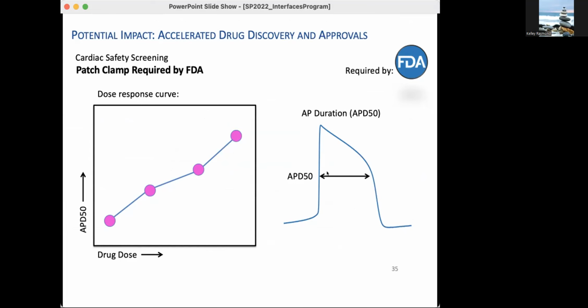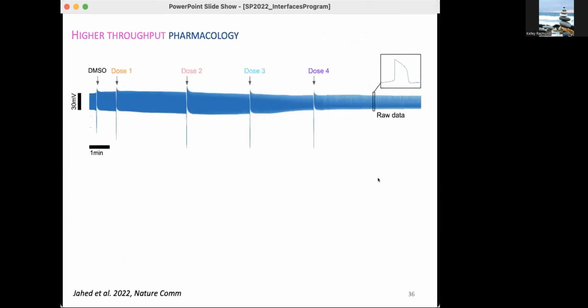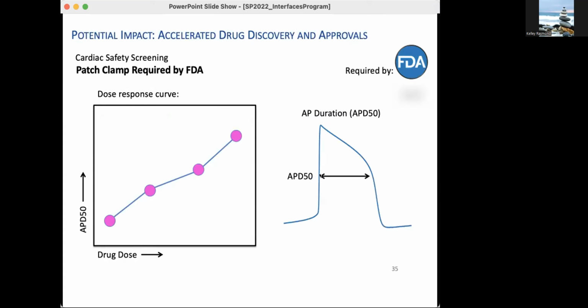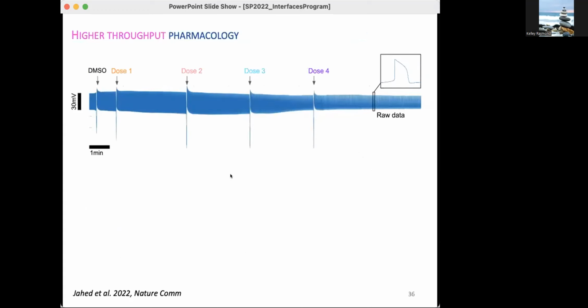For example, APD50 is this width that I'm showing here. I won't go into detail about it too much, but really it's just this width to quantify the shape of the action potential. It's very common to have a plot that shows the drug dose on one axis and the action potential duration on the other axis. With patch clamp, you would be able to measure a few cells and create this plot. But now that we have our method, we can do this at a much higher throughput.